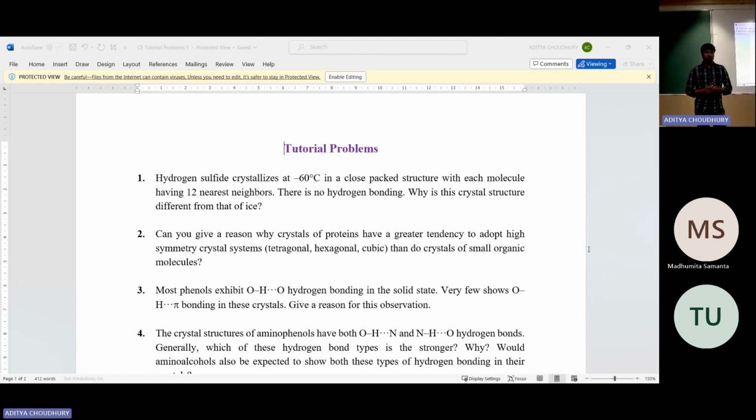Any reasons? Do you have any answers for this? The non-covalent interactions present. Yeah, but organic molecules also have non-covalent interactions, right? The number of non-covalent interactions is more in the case of protein. Protein. Okay, great.